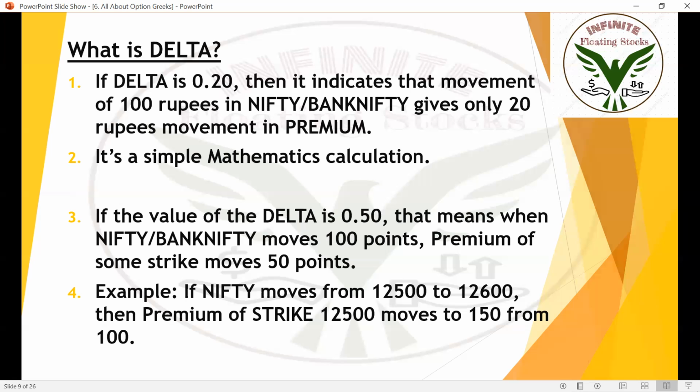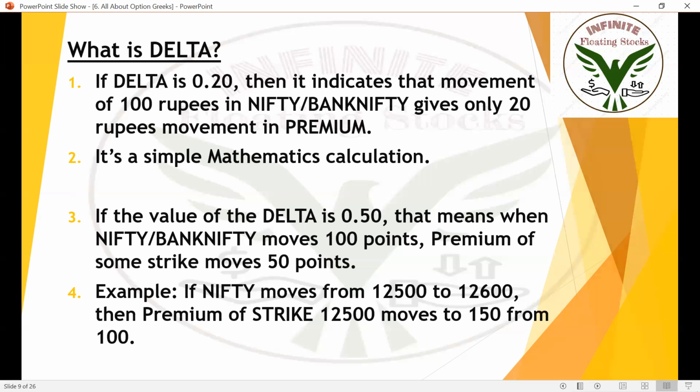When delta is 0.70, premium will move 70 points. When delta is 0.90, premium will move 90 points. So it depends upon Bank Nifty or Nifty or stock, nothing but delta depends upon underlying asset movement. If Nifty is moving 100 points, when delta is 0.20, premium will move 20 points, 20 rupees. If delta is 0.70, premium will move 70 points when the underlying asset is moving 100 points.